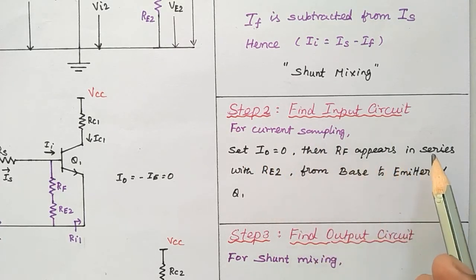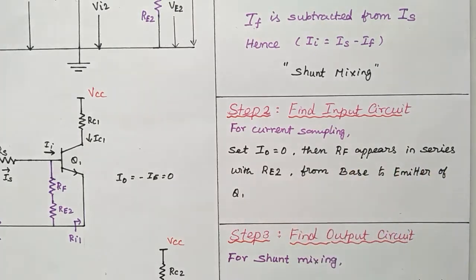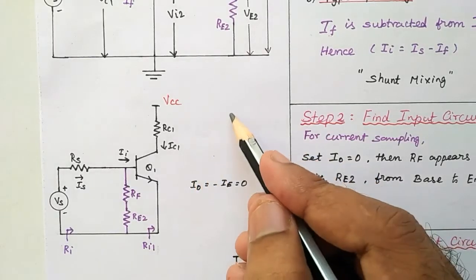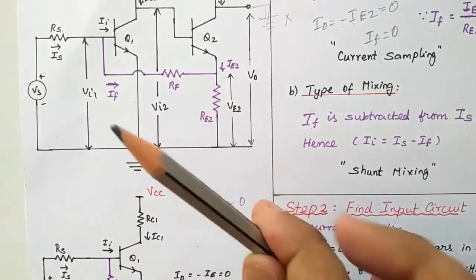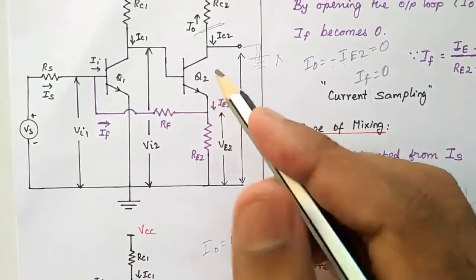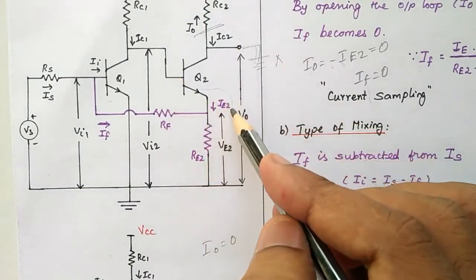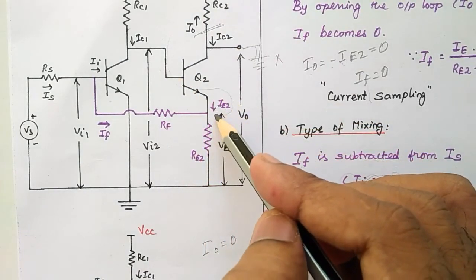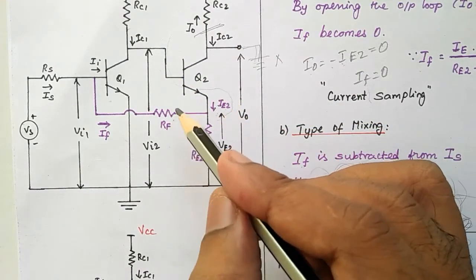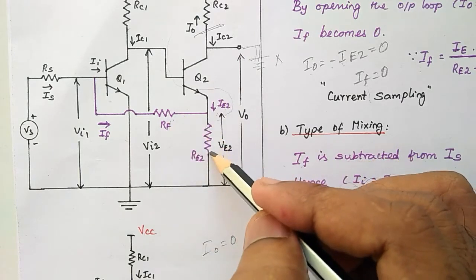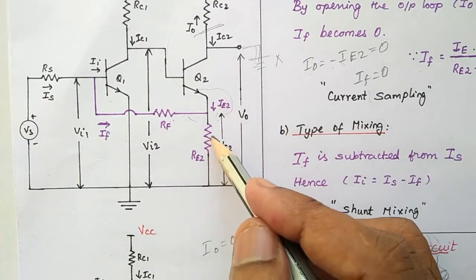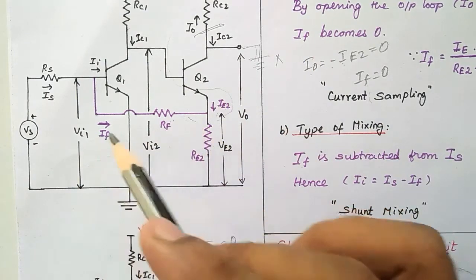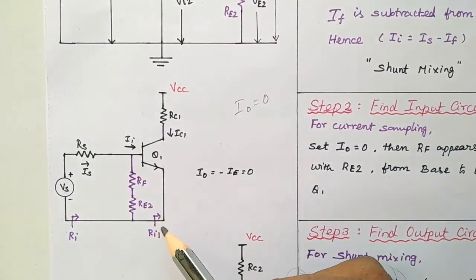Hence, RF appears in series with RE2. When I make I0 equal to 0, I cut down the entire output circuitry, so the entire circuitry becomes 0. Here also IE2 becomes 0. Hence we have a series combination of RF and RE2 on the input side. So these two resistors affect the input side. Hence the circuit becomes like this.